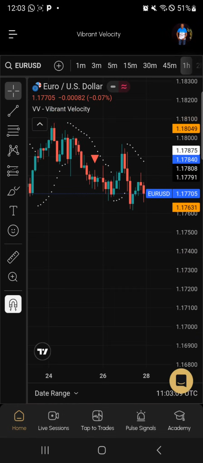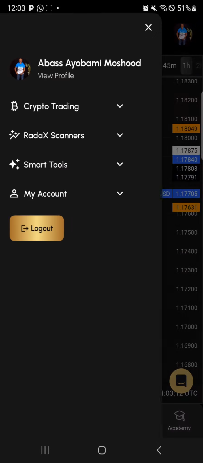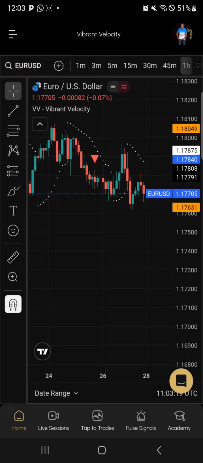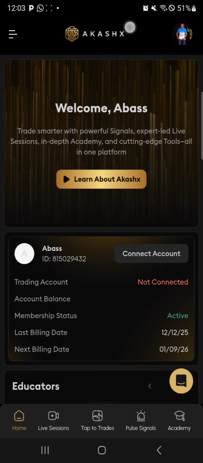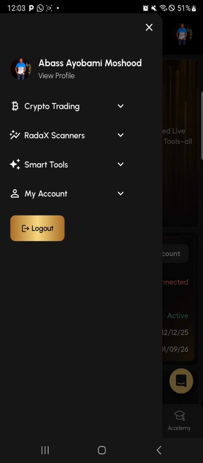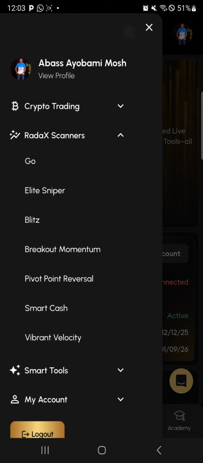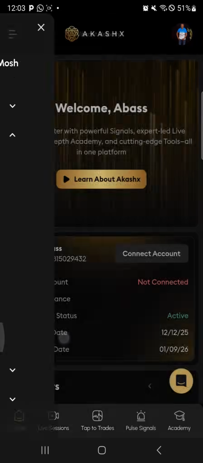So I want to search. Let me click on the three lines at the top here, because I'm trying to teach the newbie. Let me go back to the home page so that the newbie can know how I got here. Once you launch your app, this is how it's going to pop up for you. Then you click on the three lines at the top left. Then you click on the Radar X scanners. Then you choose the vibrant velocity scanner. This is my most favorite scanner right now.